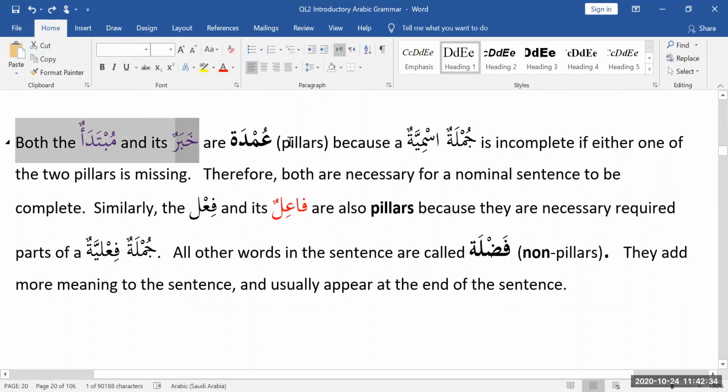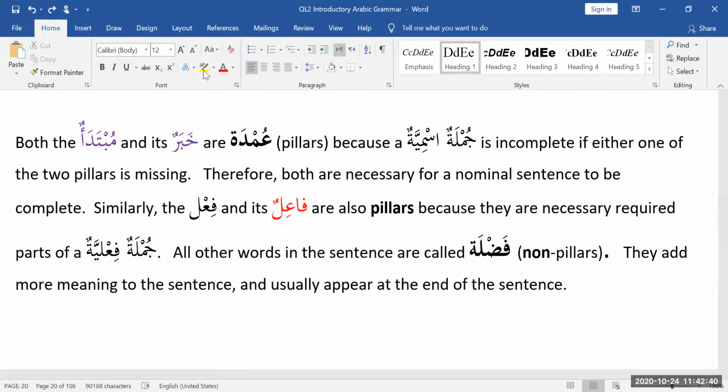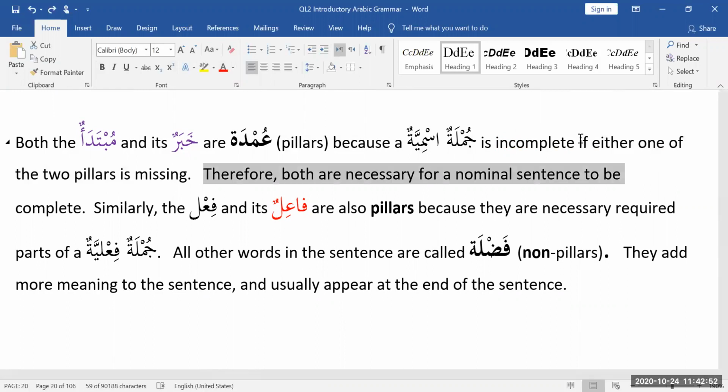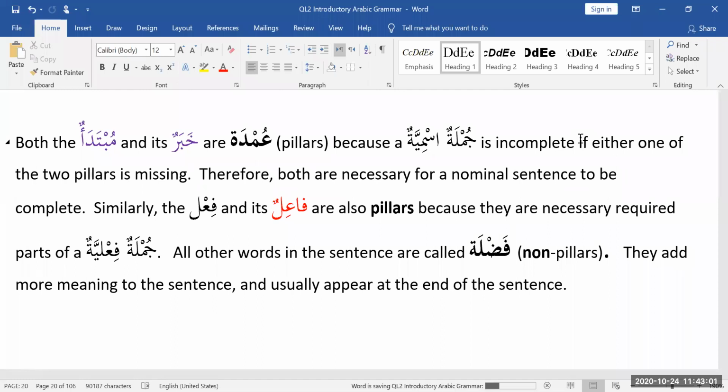Both the mubtada and its khabar are umda pillars because a jumla ismiya is incomplete if either one of the two pillars is missing. Therefore, both are necessary for a nominal sentence to be complete. If a jumla ismiya is missing a mubtada, that's a syntax error. That's a big grammatical mistake. Similarly, if a jumla ismiya is missing a khabar, big mistake. Now, sometimes in advanced courses, the khabar is deleted, but it's understood. We'll talk about that later.